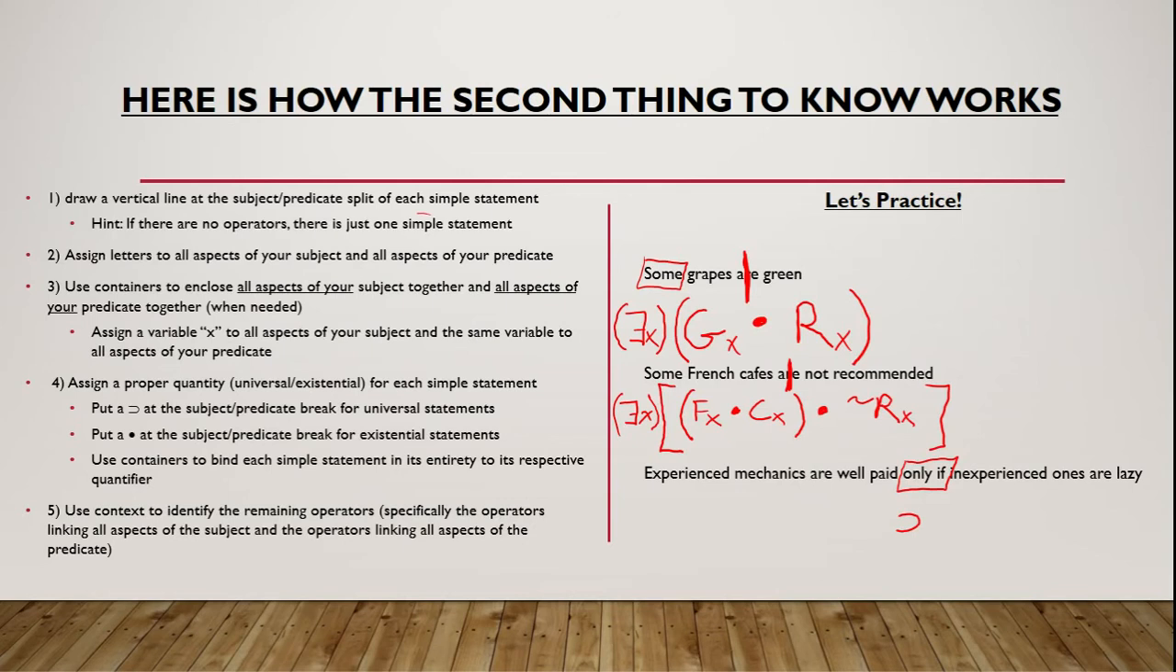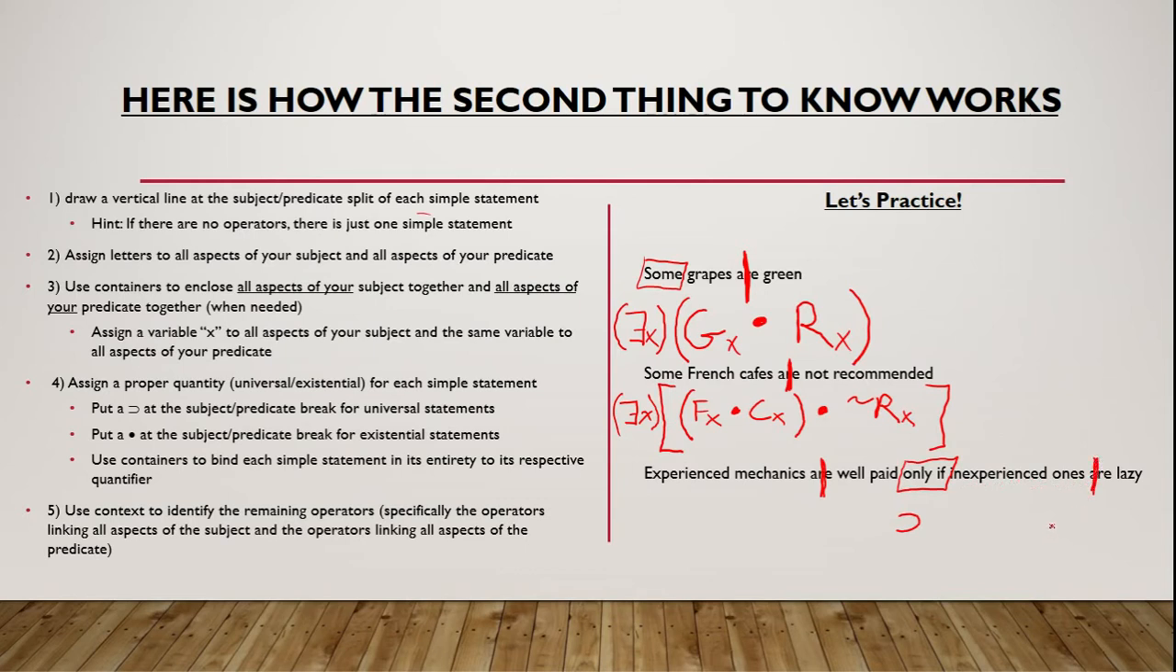So we're drawing a vertical line at the subject predicate split of each simple statement. In this case, we have experienced mechanics as our first subject. You have your subject predicate split there, and then well paid is your predicate side of that simple statement. Then the second simple statement is inexperienced ones and lazy.